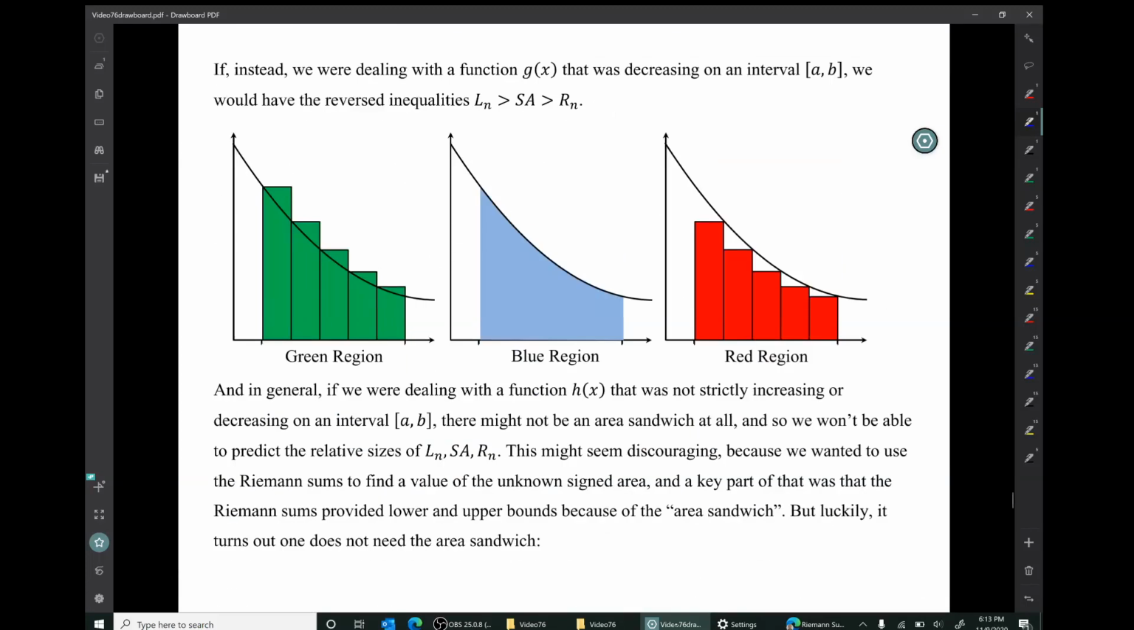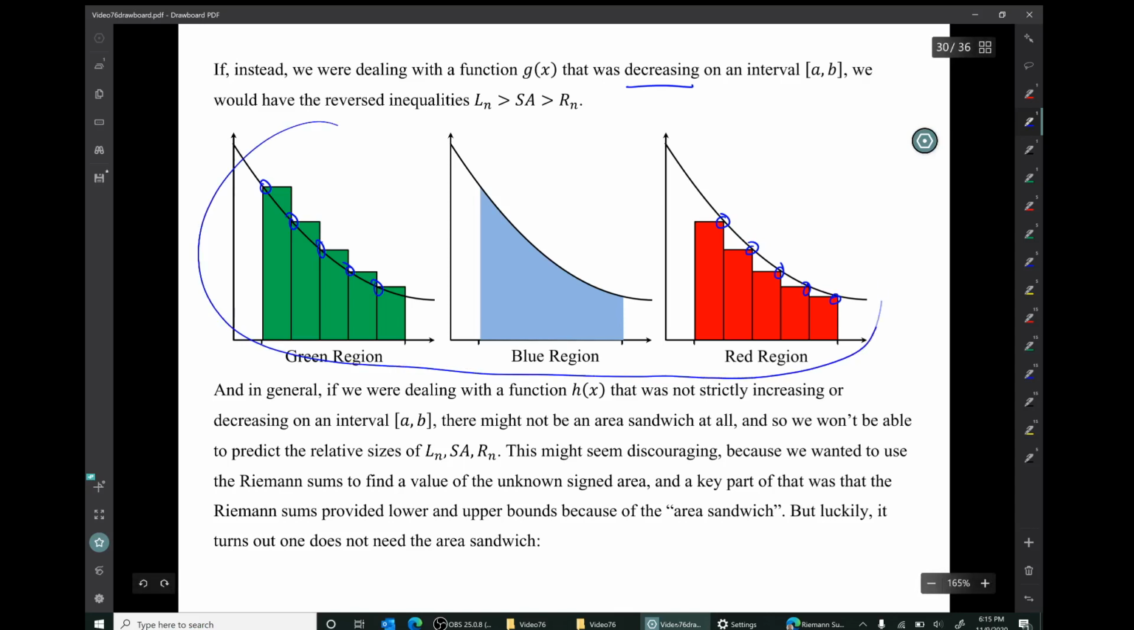If instead we are dealing with a function maybe called g of x that was decreasing on that same interval, we would have reversed inequalities. The left rectangles, the ones that touch the graph at the rectangle's left edge, now enclose this green region that's greater than the blue region. And the right rectangles, the ones that touch the graph at the rectangle's right edges, make up a red region that's smaller than the blue region. So in the case of this picture, where the function g of x is decreasing, we would have this reversed sandwich.